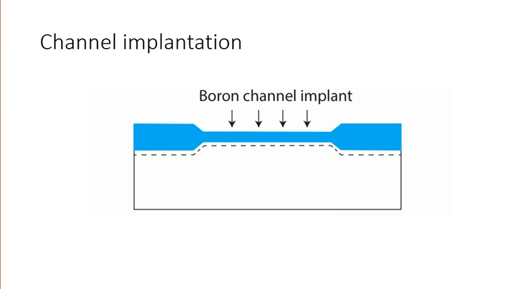The fourth step is to make the channel by implanting the active area by boron ions. This step has an important role in determining the threshold voltage. For enhancement mode MOSFET, boron ions are implanted to increase the threshold voltage to a predetermined value.